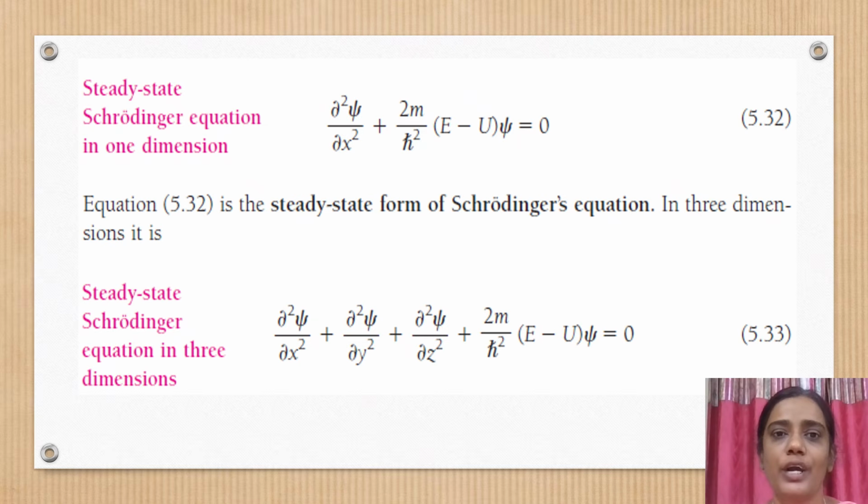dou squared psi by dou x squared plus 2m by h cross squared (E minus U) into psi is equal to 0. So this is the steady state Schrodinger equation in one dimension, and it does not have any time dependent term in it. Therefore, it is called the time independent Schrodinger equation. In 3 dimensions, this equation can be written as dou squared psi by dou x squared plus dou squared psi by dou y squared plus dou squared psi by dou z squared plus 2m by h cross squared (E minus U) into psi is equal to 0.